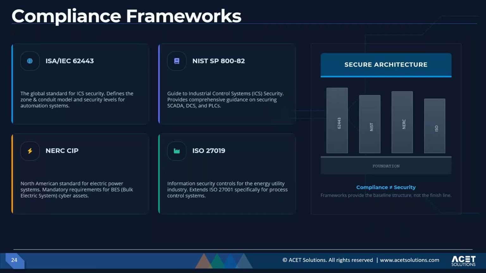Compliance frameworks. Industry standards and regulatory frameworks such as ISA 62443, NIST, NERC, and ISO provide a structural foundation for building and managing security in the industrial control system environment. Each framework offers guidance on areas like network segmentation, access control, change management, system hardening, monitoring, and governance. They help the organization establish a consistent process, define security requirements, and align engineering practices with cybersecurity best practice expectations.